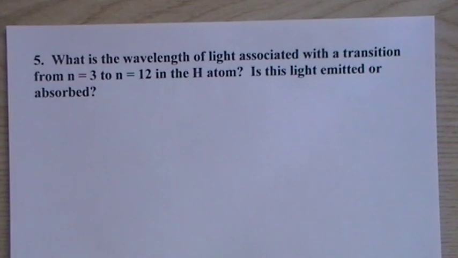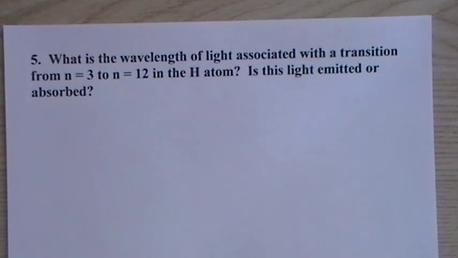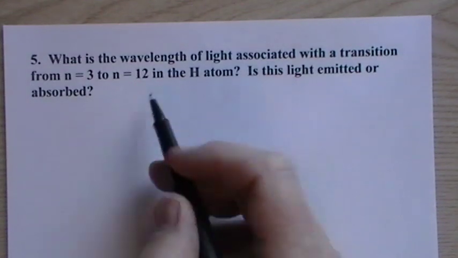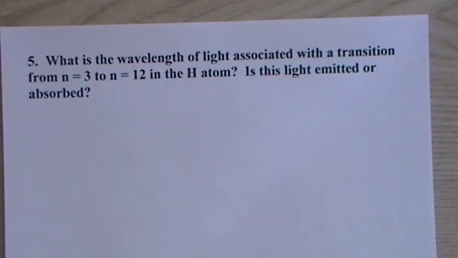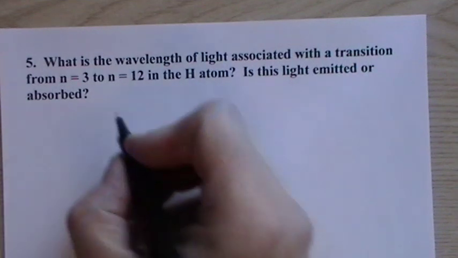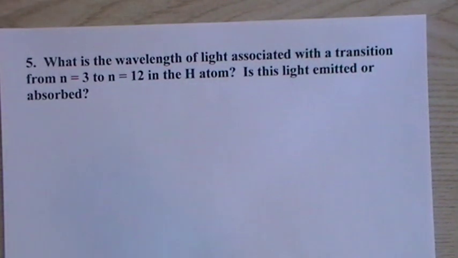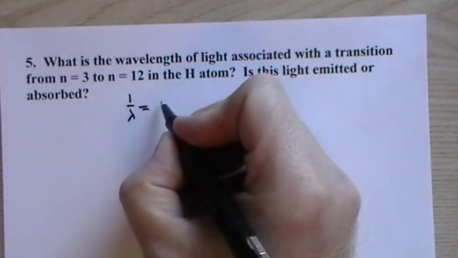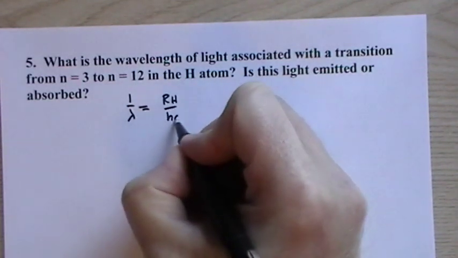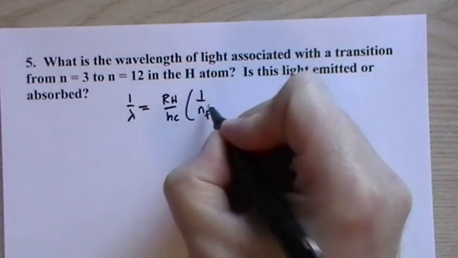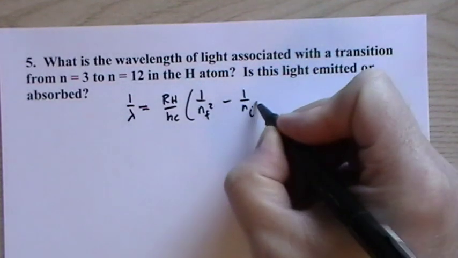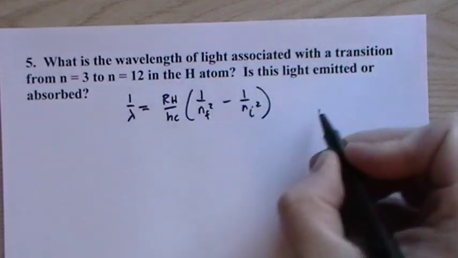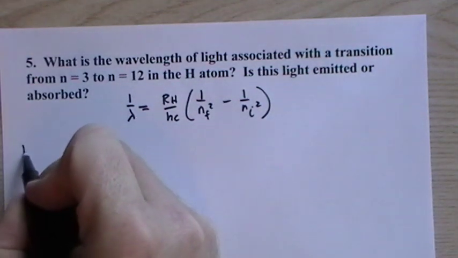Okay, so what is the wavelength of light associated with the transition from n equal to 3 to n equal to 12? Same kind of thing, I should say. We want the wavelength again. Now, if they wanted the frequency, there's an equation in your book that allows you to find the frequency too. Let me just write this out first. Here's the equation that I will use. And for my exams, you'll need to know the equation. So I'd say just memorize one of them, because we can also use this equation.